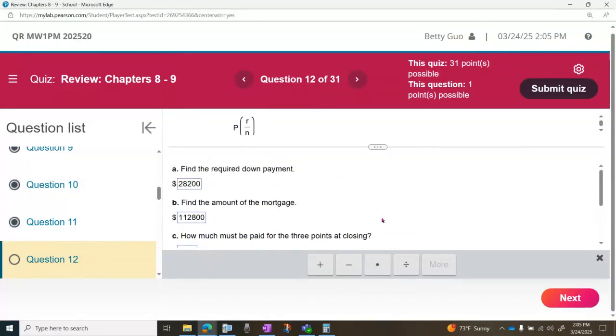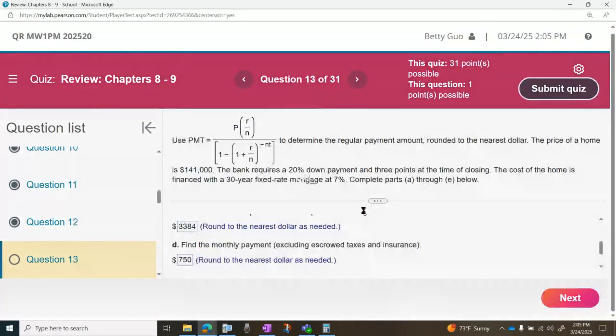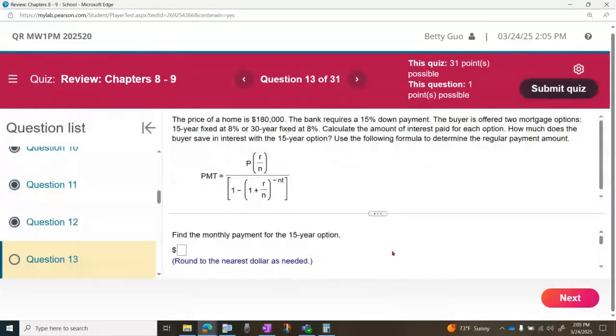And that's it. Part A through Part E. And mortgage, this one is time consuming. Number 13. I hope we can get it done before 3:10 today.